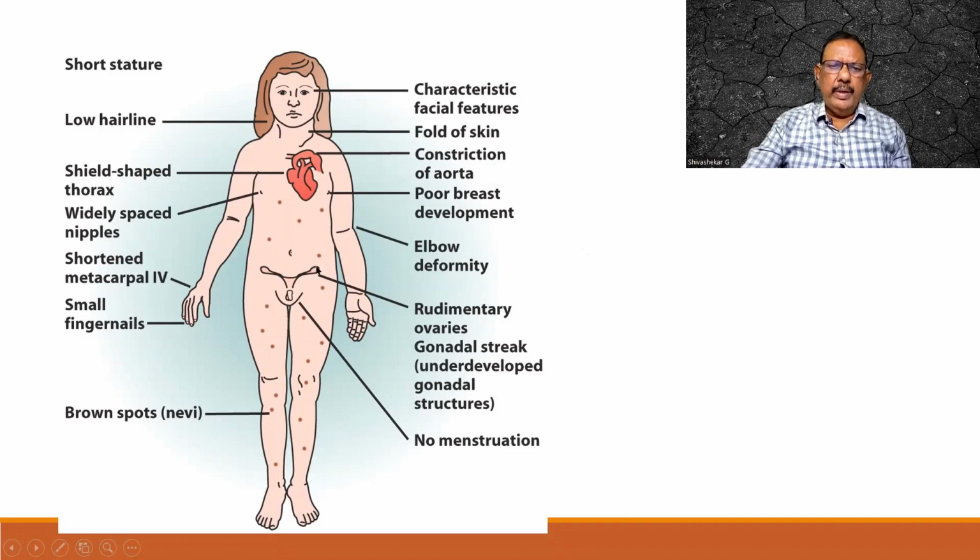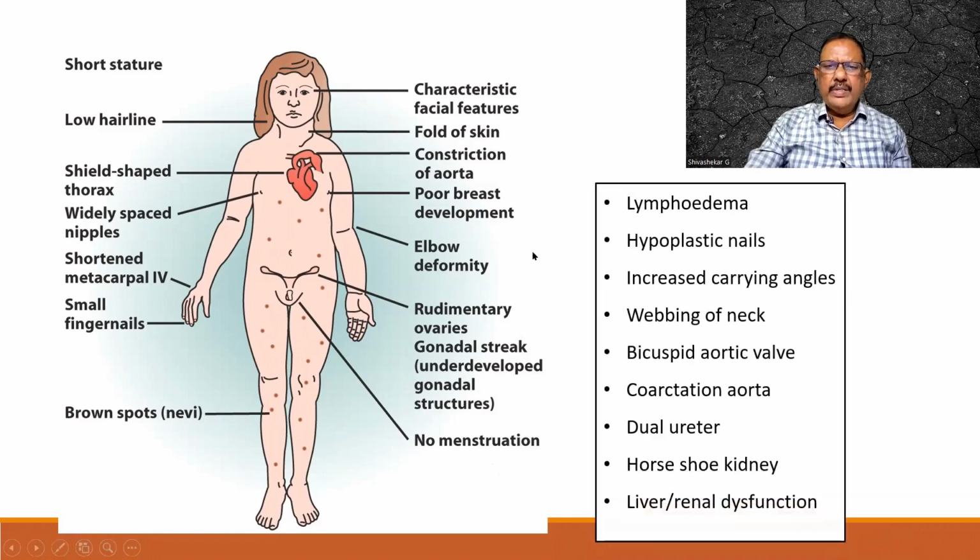Ovaries, for example, are rudimentary, which we call streak ovaries. And there is no menstrual cycle as such. So this is a good set of features. There can be some multiple nevi seen on the skin also. So this can be asked as a set of MCQs, so you can educate yourself on it. Perhaps what is missing is lymphedema. For example, there can be lymphedema in the neck or in the foot. Hypoplastic nails have been mentioned.